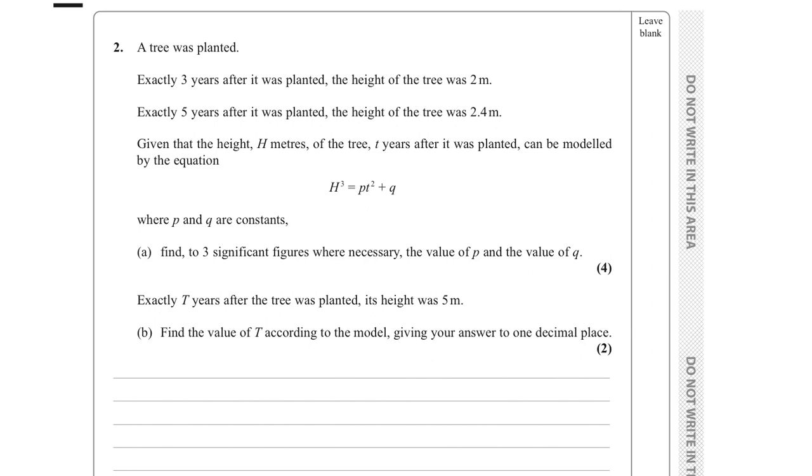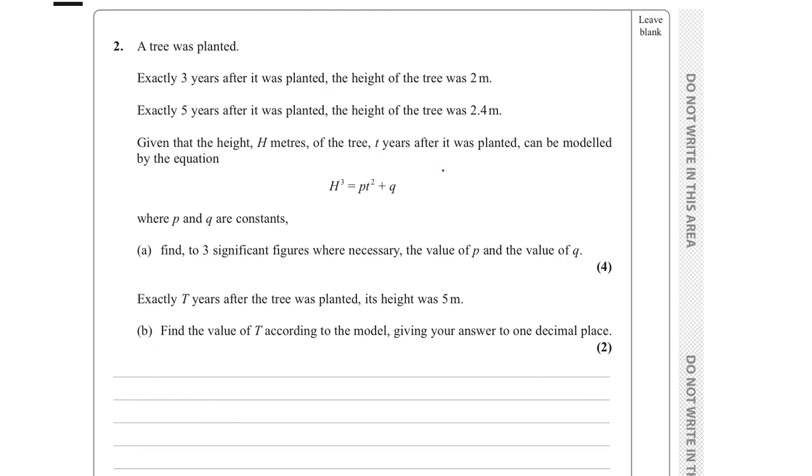So we're going to substitute in what we know. So 3 years after it was planted, the height was 2 meters. So that must mean 2 cubed equals p lots of 3 squared plus q. And that 2.4 cubed equals p lots of 5 squared plus q. I'm now going to have some simultaneous equations. Then I'm going to be able to work out my p and q, and it's already told us that we need 3 significant figures.